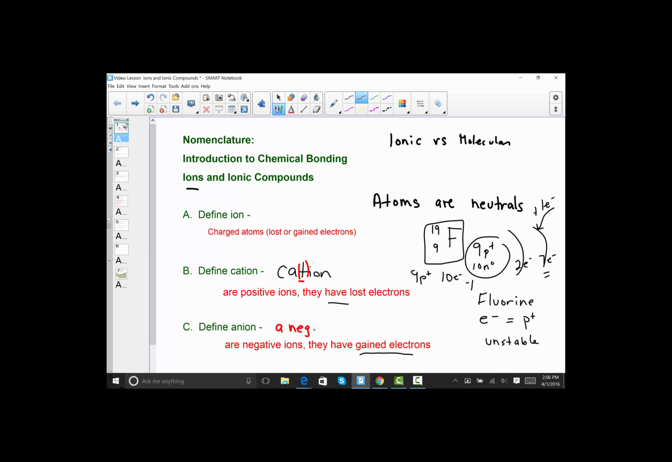Anion is a negative ion. What I can do there is use that AN as part of the beginning of the word and realize that that stands for a negative ion. Cation has a T buried in it. It's positive. A negative ion is an anion. So just some little helpful words there to help us remember those definitions.